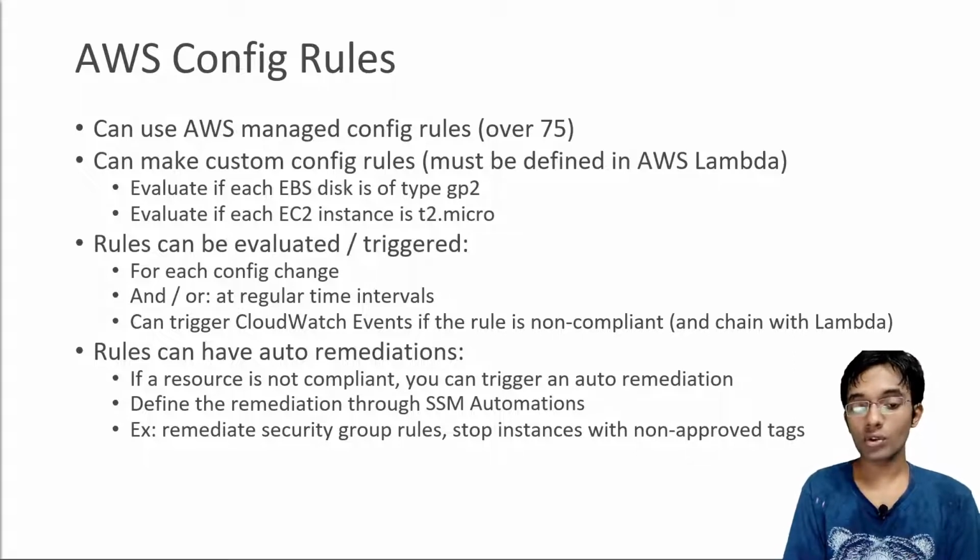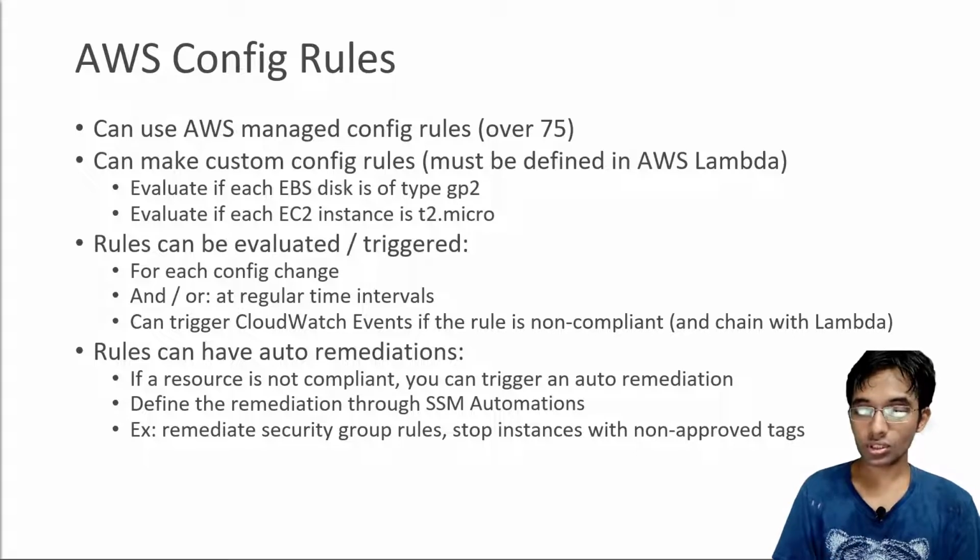So if you want to rest assured that your resources are compliant over time, you can trigger CloudWatch Events as well if a rule is not compliant. If the rule is not compliant, you can chain it with CloudWatch Events, and then CloudWatch Events can, for example, trigger Lambda. That is a very good use case.